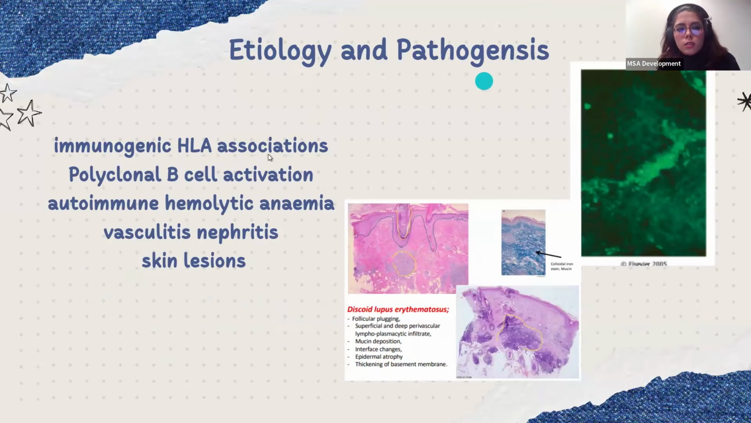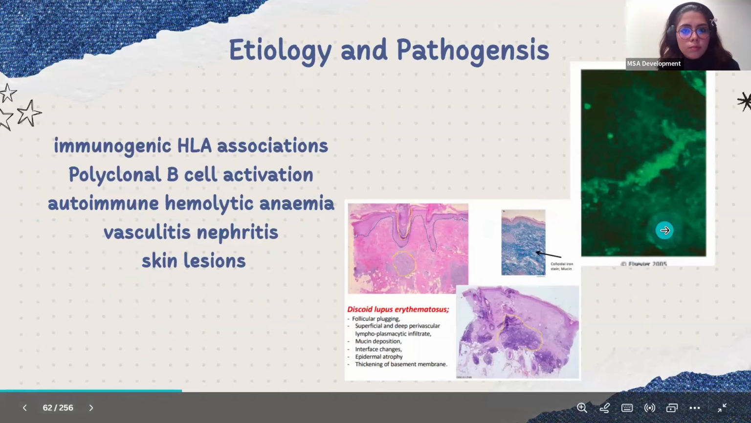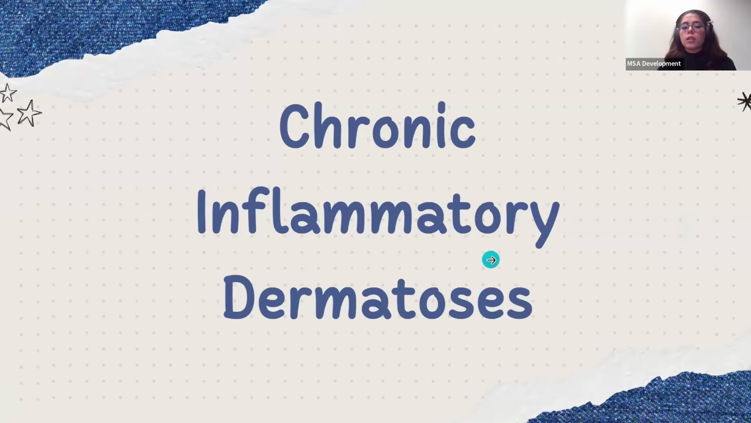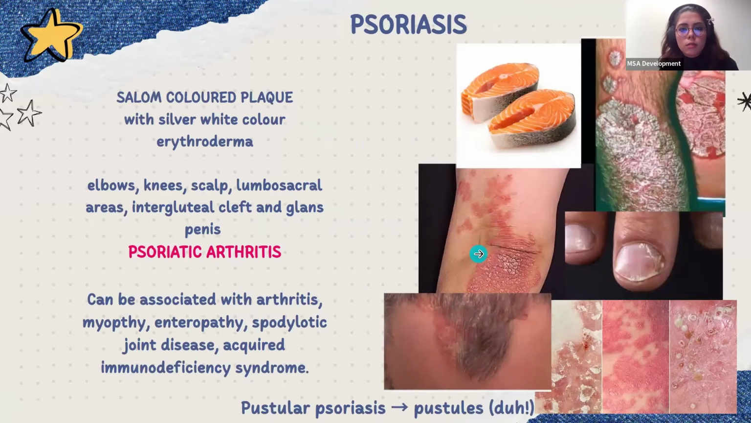The etiology and pathogenesis is that there is an HLA association with it. Okay, polyclonal B cell activation is also involved. There's autoimmune hemolytic anemia, vasculitis, nephritis, and scaly lesions. Like this would be a side effect of those. Okay. This is what it looks like. That's it, really. Okay. Now we get into chronic inflammatory dermatosis. On that note, I drink something.